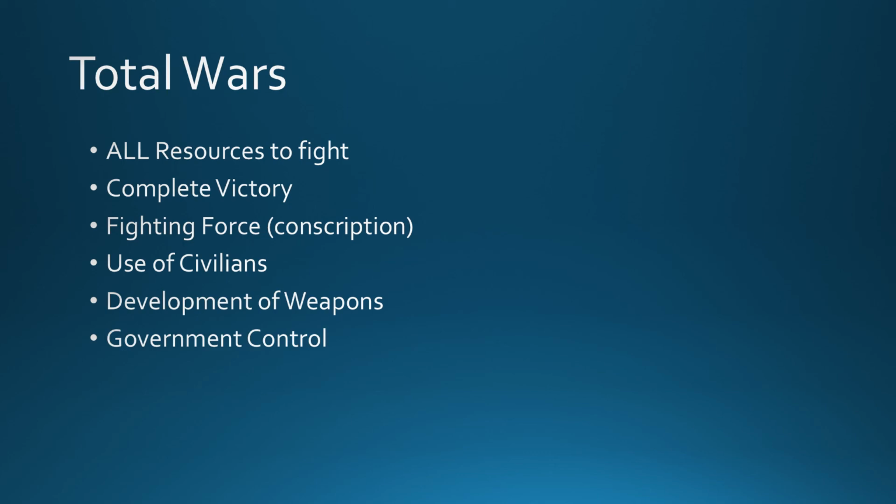The government plays a heavy role in total wars. What this especially means is that the government is usually going to take control over the economy, or at least much more of a role than they had in the past. The reason why is because they need to make sure that the economy and its efforts are directed towards the war. And so they're the ones that are going to be able to direct that.